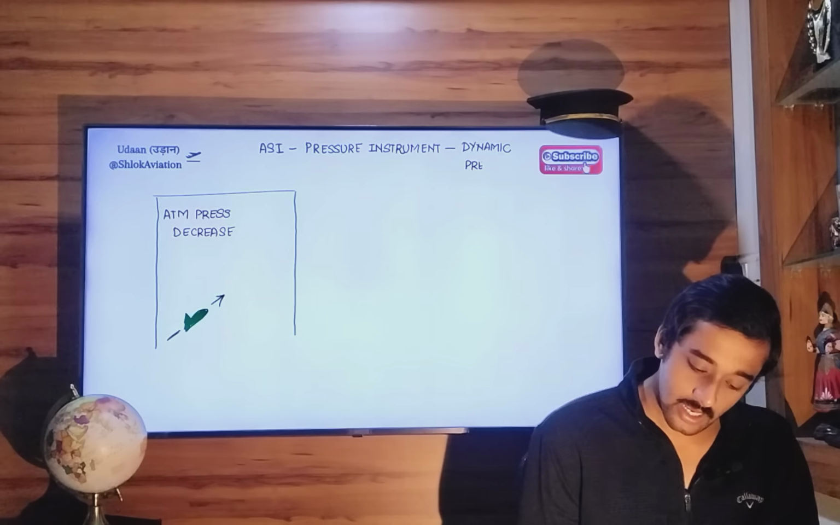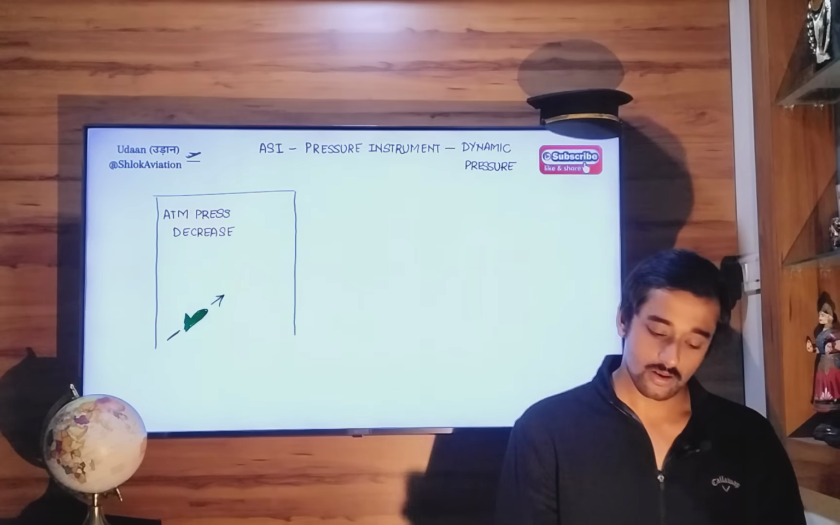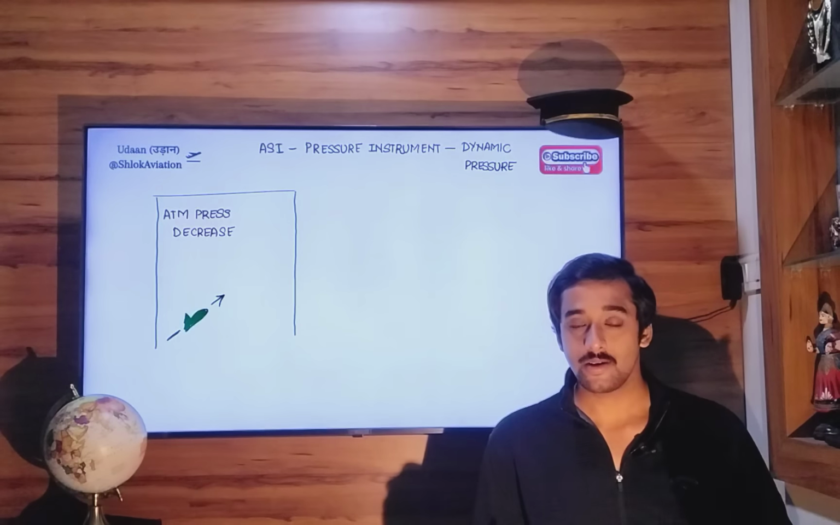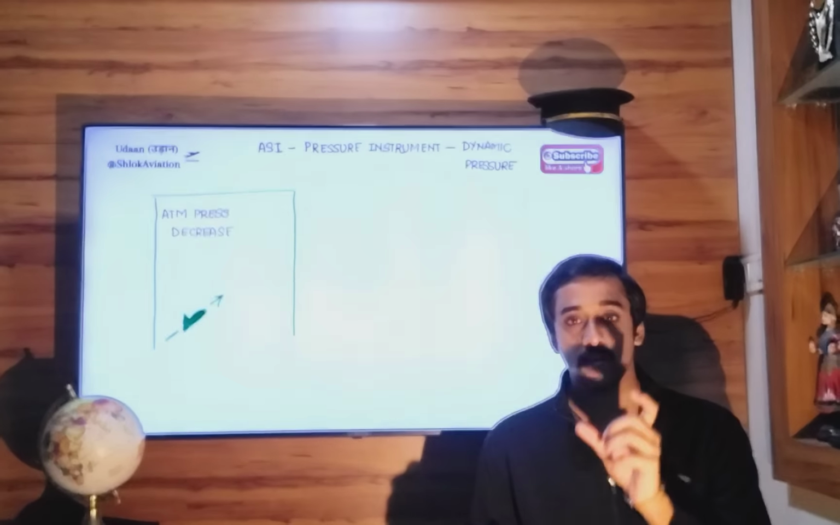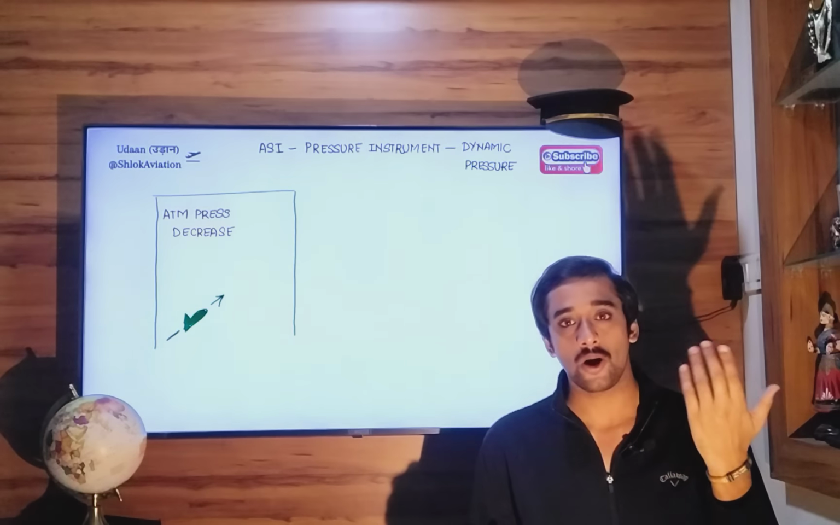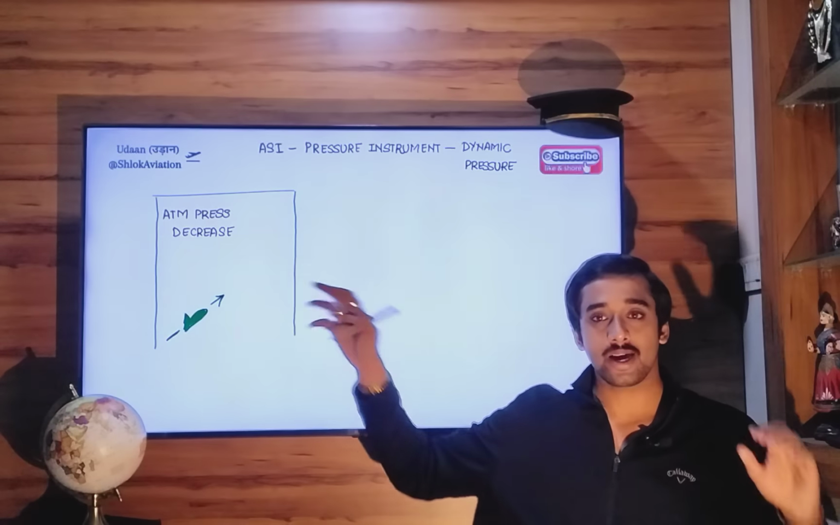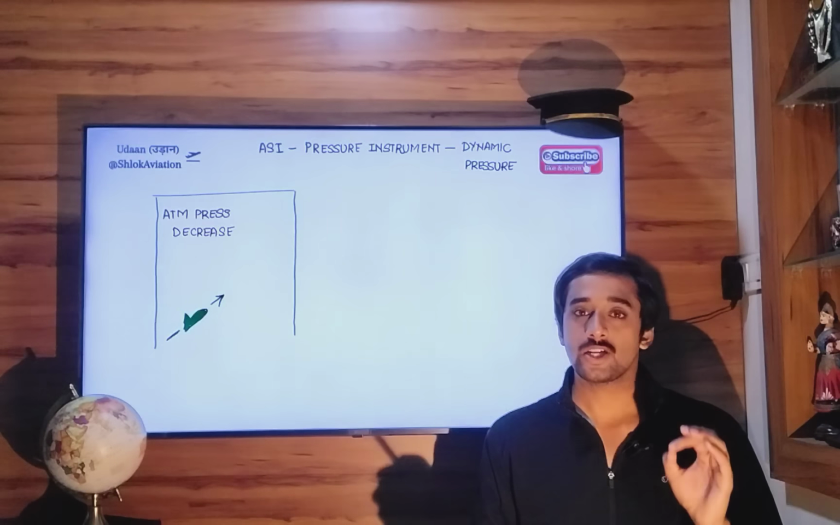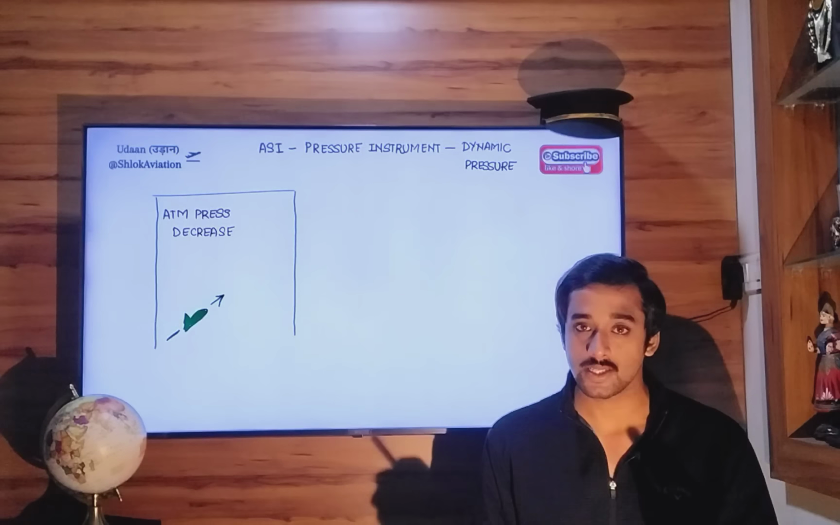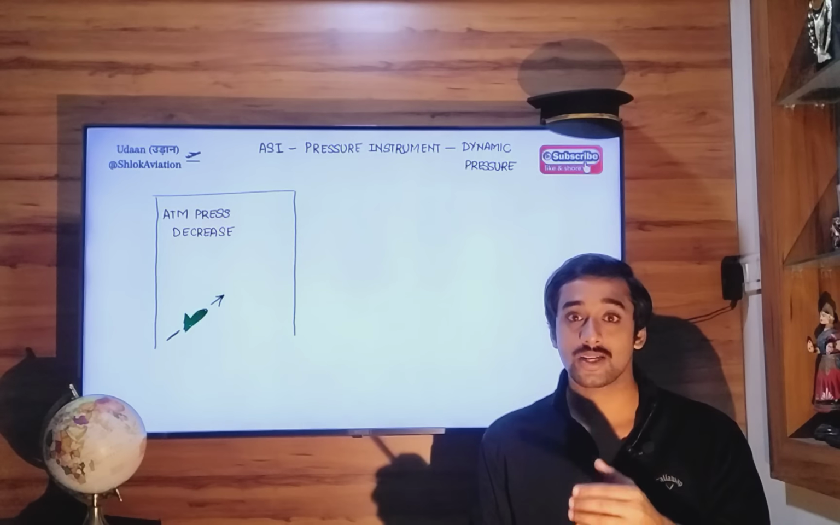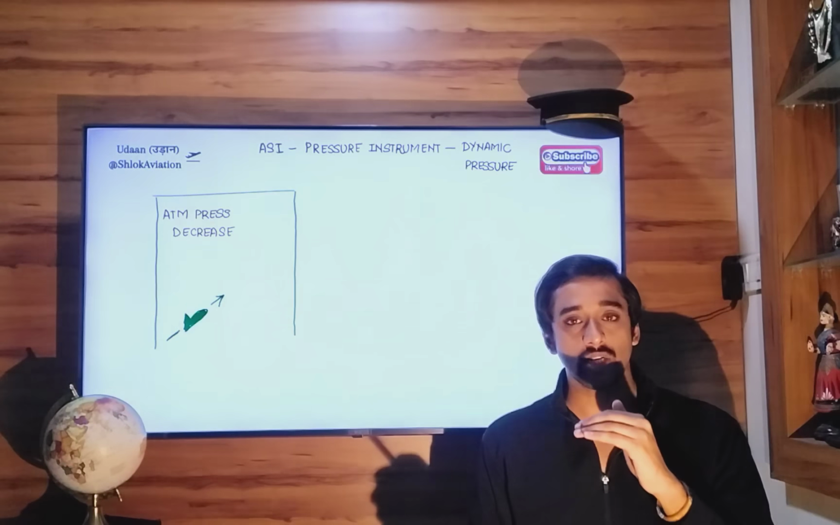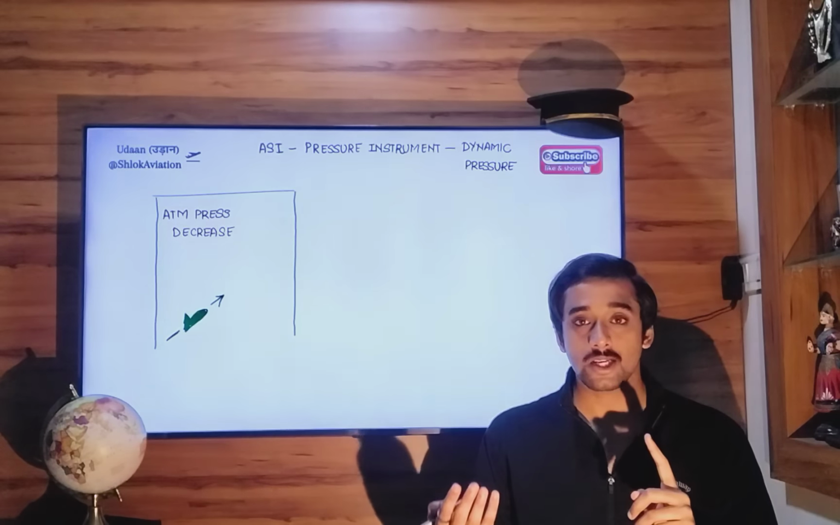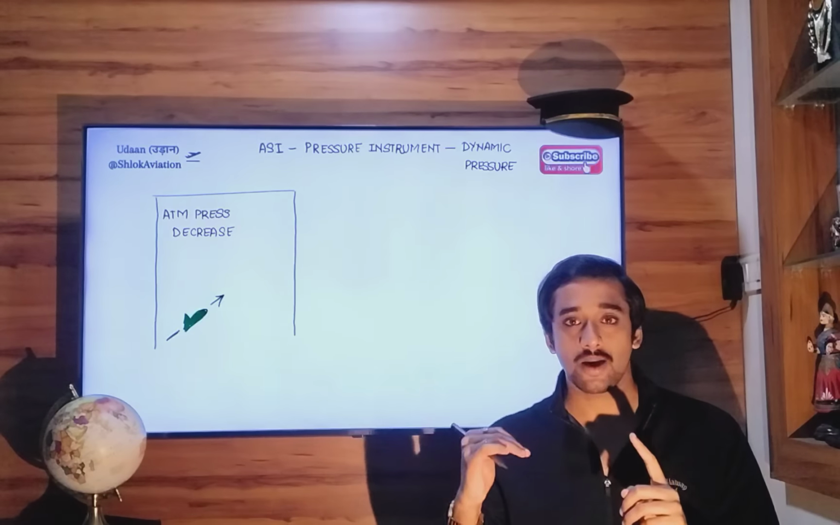Now, when you go to higher and higher altitudes where atmospheric pressure goes on decreasing, what will happen? The pressure available for registration by the airspeed indicator will also go on decreasing. If the pressure registered by the airspeed indicator decreases, the dynamic pressure that it calculates will also decrease. If dynamic pressure decreases, what is the output? Indicated airspeed or calibrated airspeed will also decrease by that much amount.